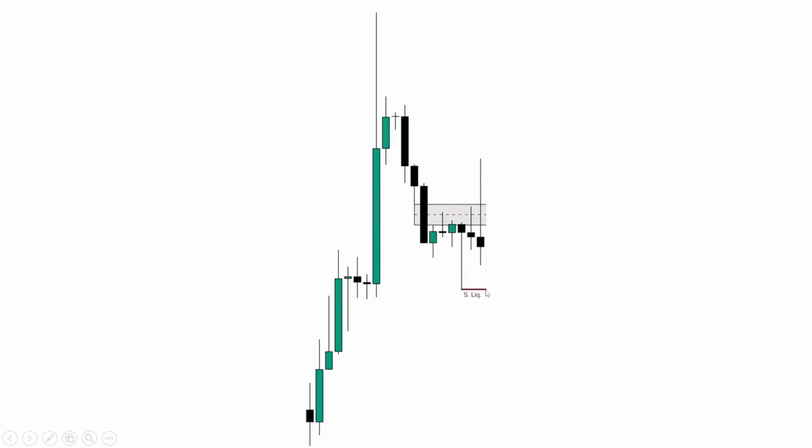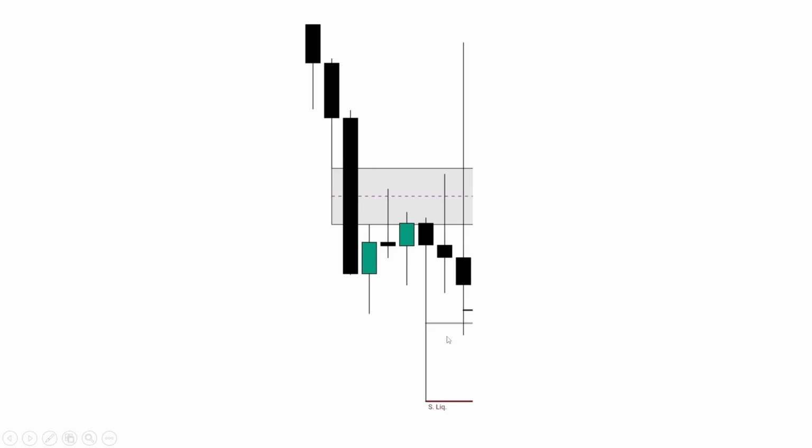All right, here it is marked out here. This slide is just to mark out the sell side liquidity, and I have another slide here that is a bit zoomed in. So this is the early time frame I'm navigating around.